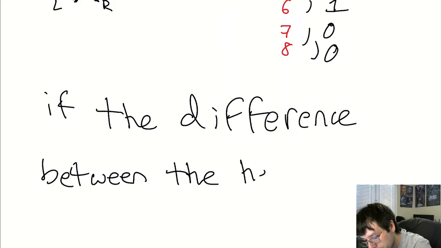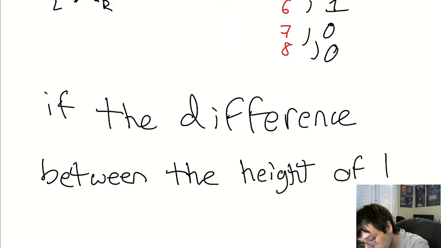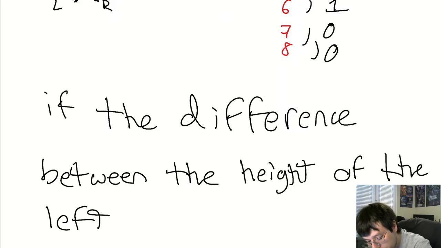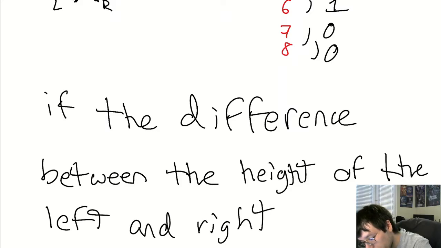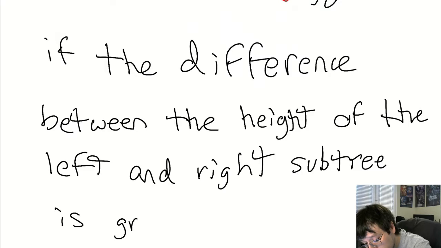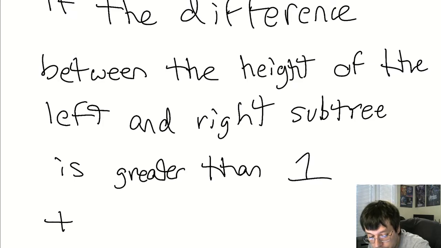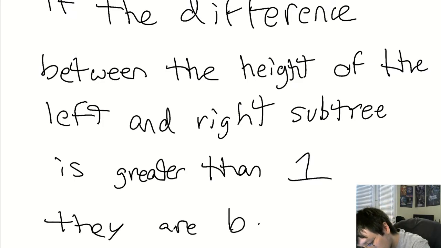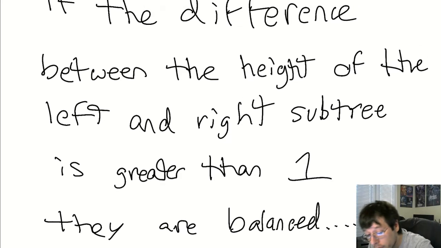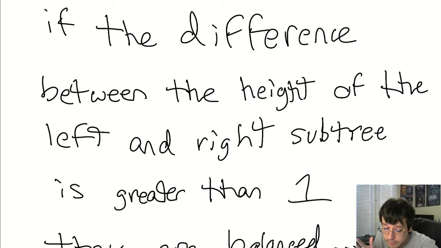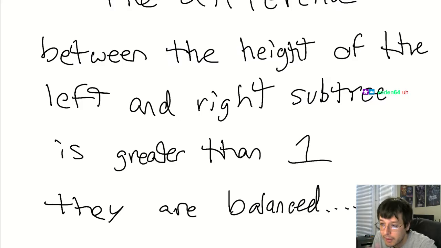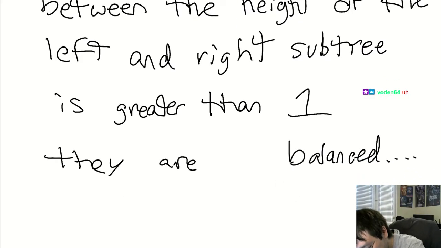So if the difference between the height of the left and right subtree, so I'm talking about those left and right heights, is greater than 1, and in this I'm just going to flip it around, that way I don't have to say less than or equal to 1. Then the tree is balanced. Wait. No. Not balanced, sorry. Forgot the word not there. Not balanced. Okay?